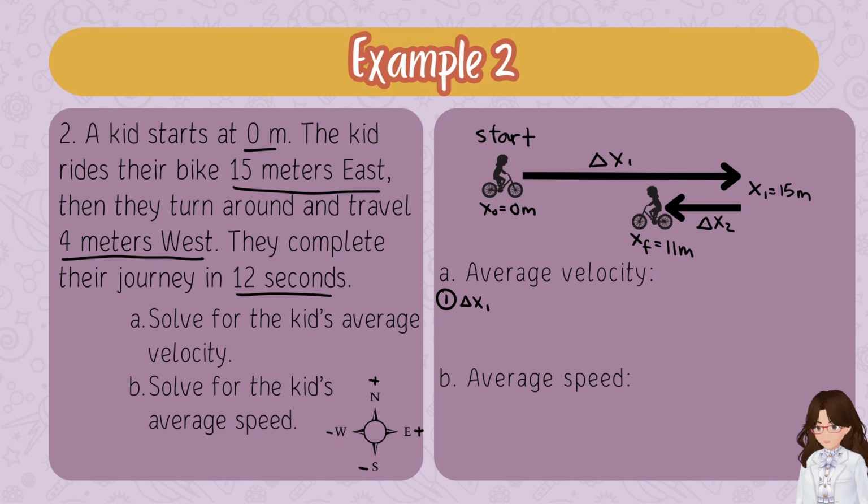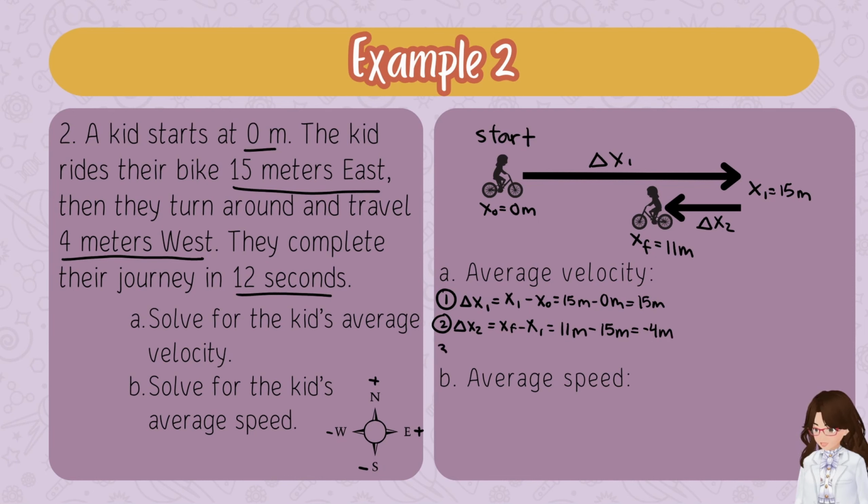So starting off, speaking of which, we're going to go ahead and find both of those displacement values. So delta x1 is going to be equal to x1 minus x0. And in this case, this would be equal to 15 meters minus 0 meters, which will give us 15 meters. Our second step will be to calculate displacement 2, which is equal to x final minus x1, which is equal to 11 meters minus 15 meters, which gives us that displacement of -4 meters.